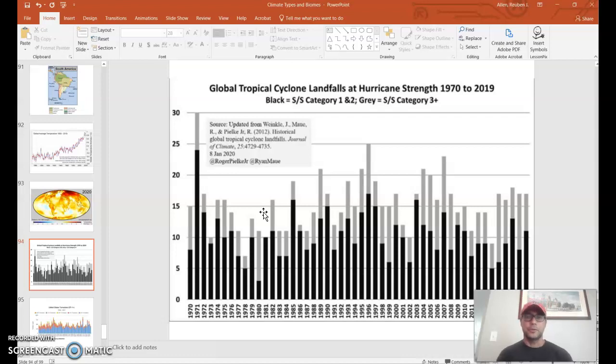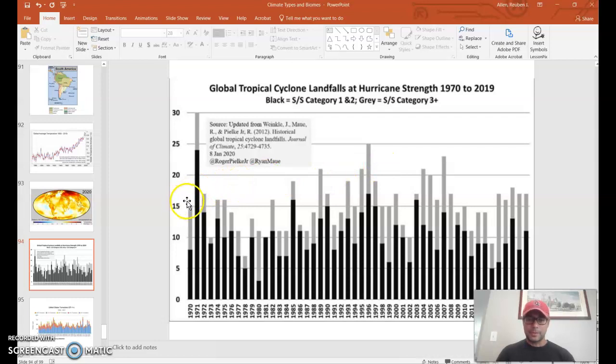Okay, so for example, if we look at this particular graph here, global tropical cyclone landfalls of hurricane strength. If we were to look at just a trend line over time, so this starts with 1970, ends as of 2019, we see that the gray bars indicate category 3+ on the Saffir-Simpson scale of hurricanes. So remember, hurricanes, typhoons, and cyclones are all the same. 3+ would be your strong cyclones.